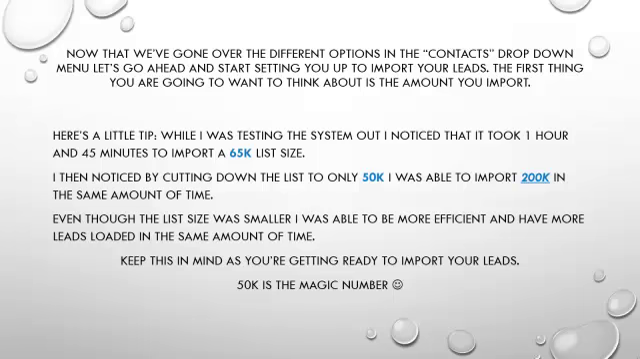I then noticed that by cutting down this list from 65,000 to only 50,000, I was able to import 200,000 into the system in the same amount of time. So even though the list size was smaller, I was actually more efficient and had more leads loaded into the system in the same amount of time. 200,000 instead of 65,000. So try and keep this in mind as you're ready to import your leads. 50,000 is the magic number.